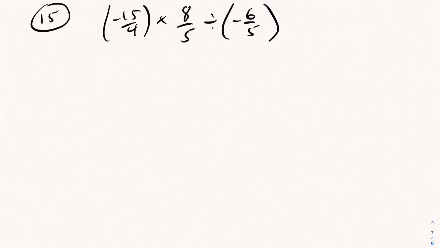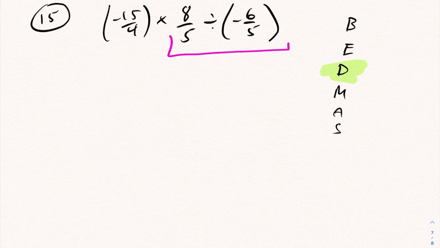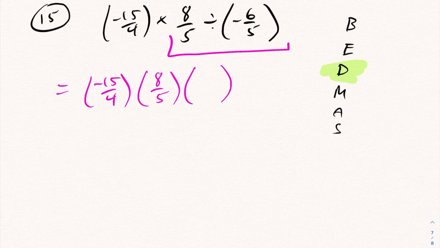Okay, so now take a look at number 15 here. If you're looking at 15, again, go to your BEDMAS rules, and what do we see? Well, I see division is before multiplication. So that means that now I have to take care of this expression first. So this becomes negative 15 over 4 times 8 over 5. And now I'm going to change that division symbol to multiplication and flip.